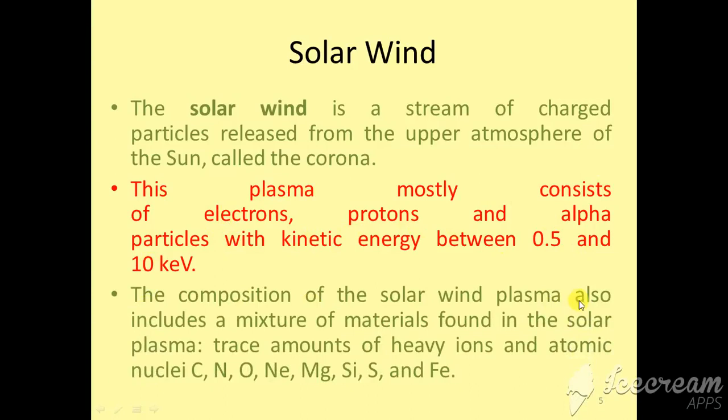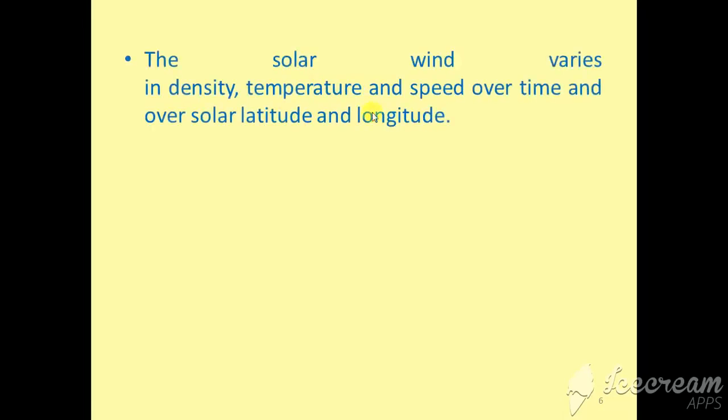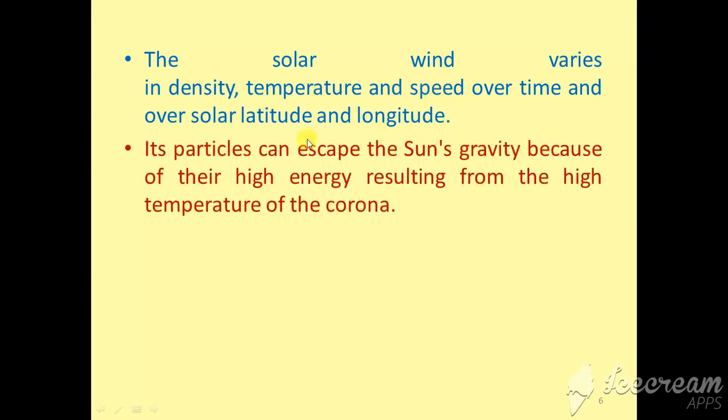The composition of the solar wind plasma also includes a mixture of materials found in the solar plasma, like trace amounts of heavy ions and atomic nuclei, for example carbon, nitrogen, oxygen, neon, etc. Okay, so the solar wind varies in density, temperature and speed over time and over solar latitude and longitude. Its particles can escape the sun's gravity because of their high energy resulting from the high temperature of the corona.